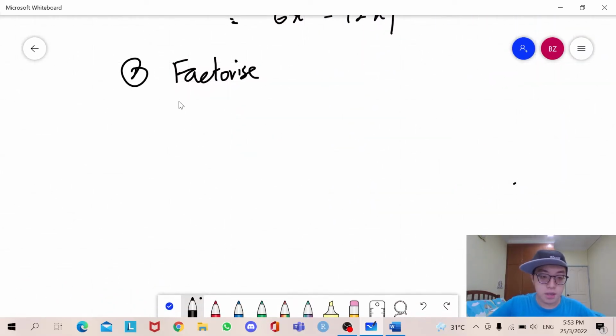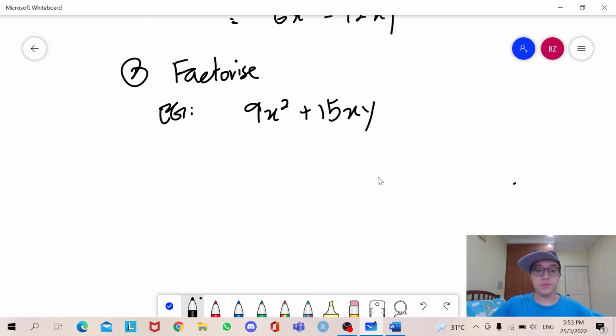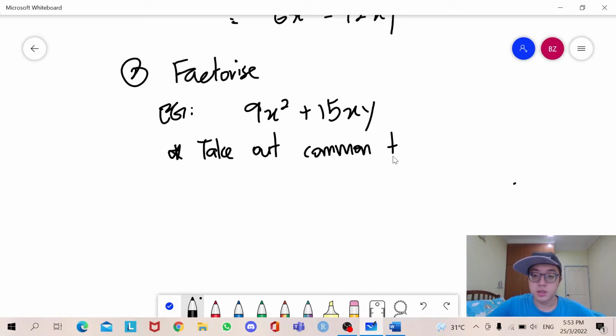I'll give you an example. For factorization, 9x squared plus 15xy. For factorization, we will need to take out the common terms, the common stuff that you can see between the two terms, or maybe I should say take out the common unknowns.